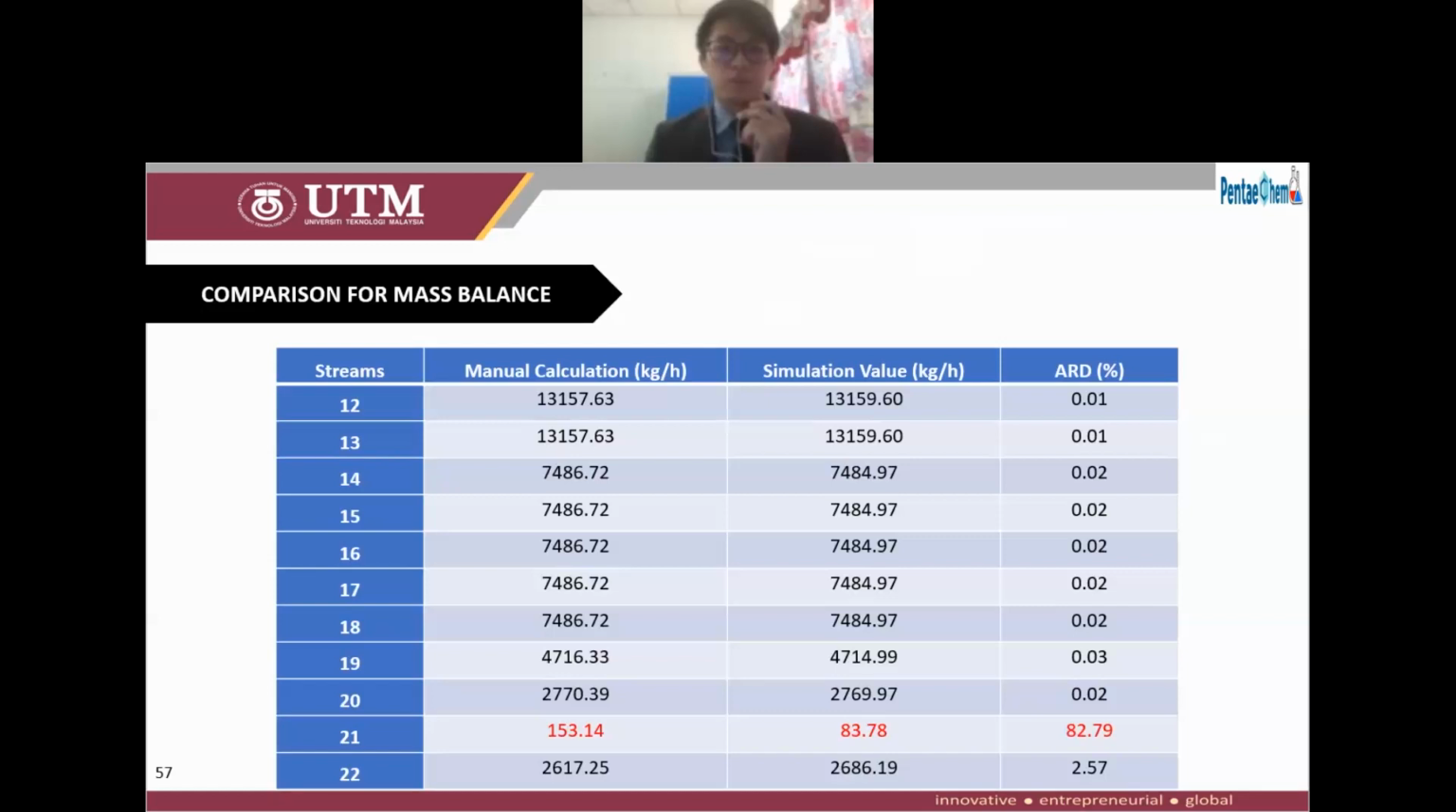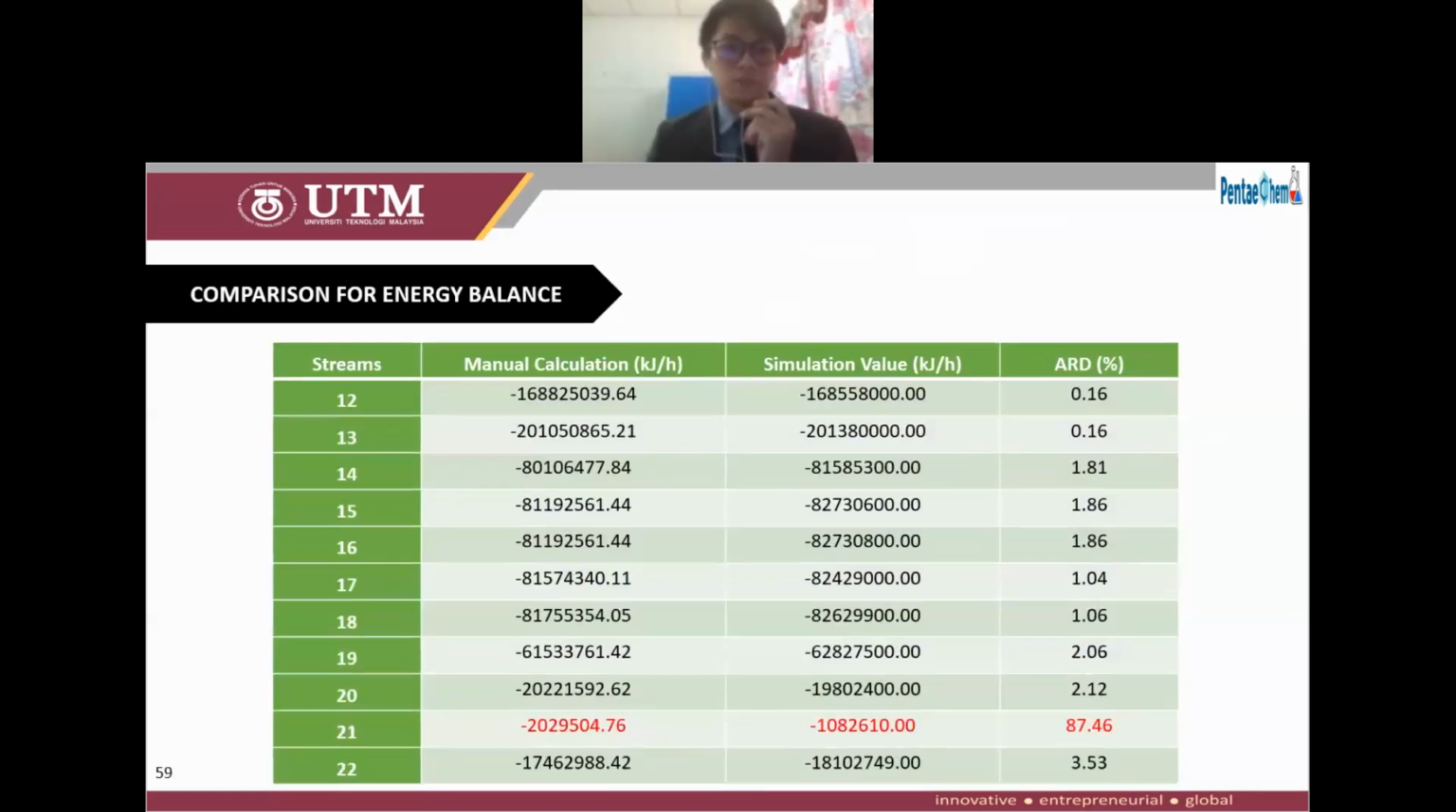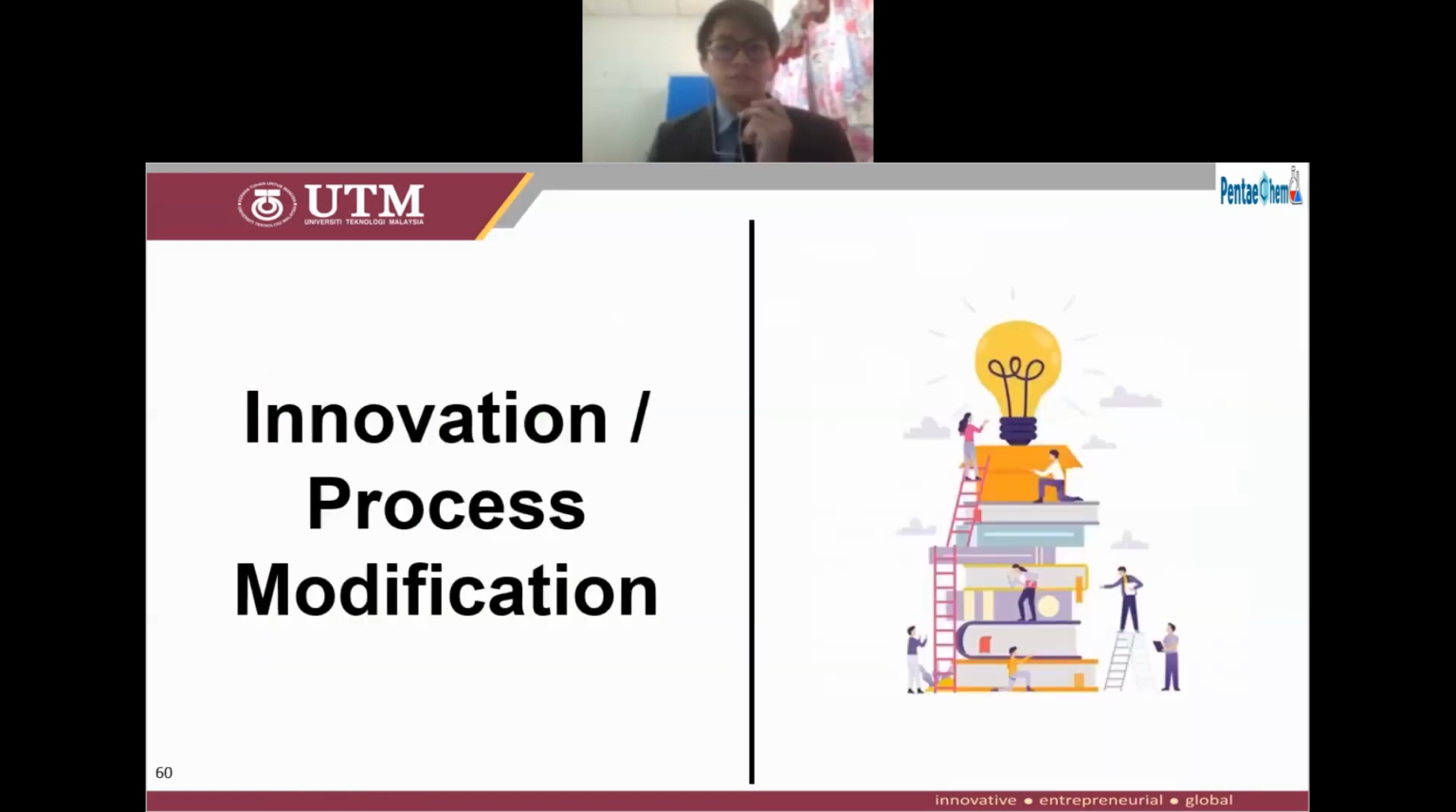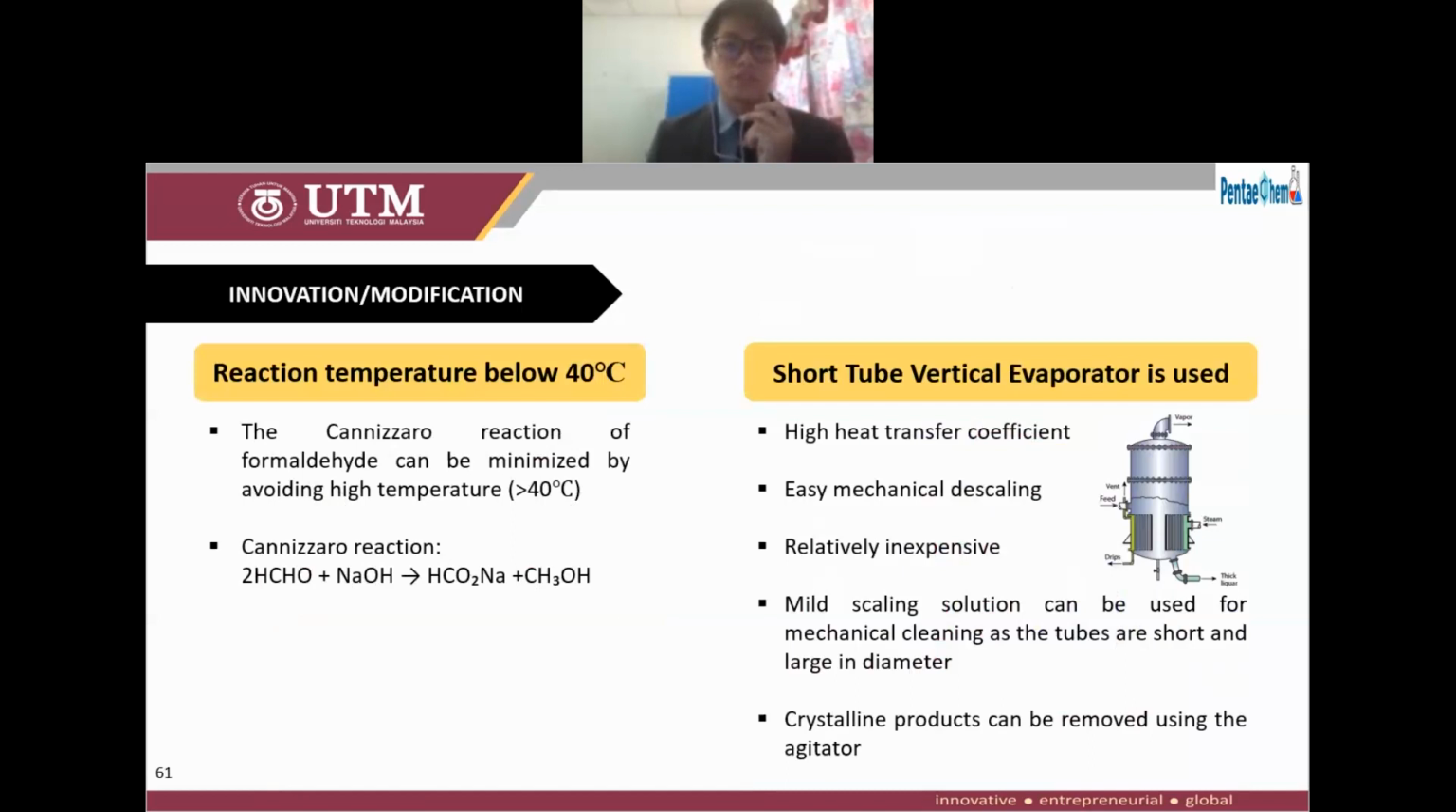So move to the innovation part. For the innovation, we have two. The first one is the reaction temperature, where our reaction temperature is below 40 degrees Celsius. The purpose of doing this is to minimize the Cannizzaro reaction of formaldehyde, which will produce sodium formate and methanol. The second one is the evaporator.